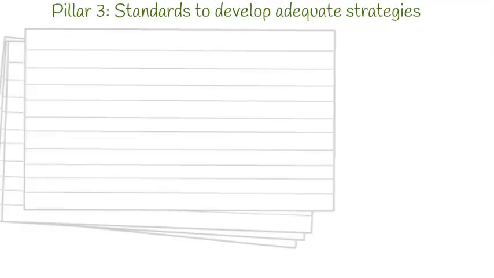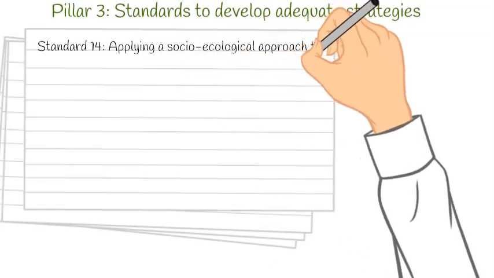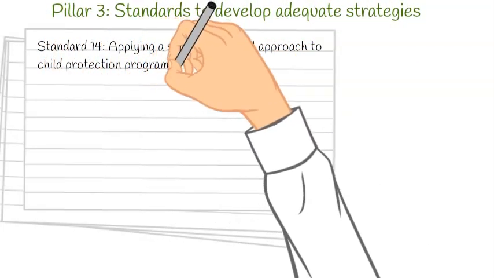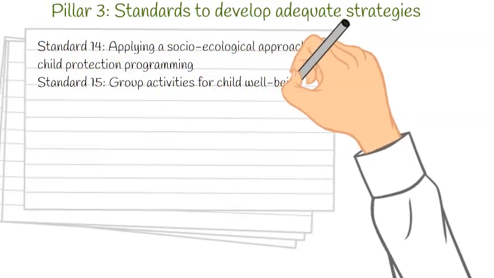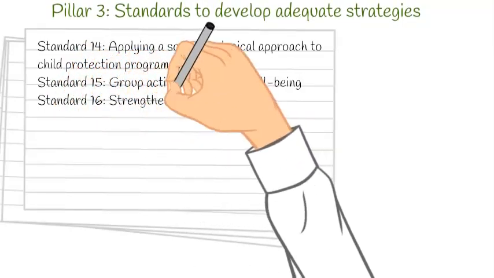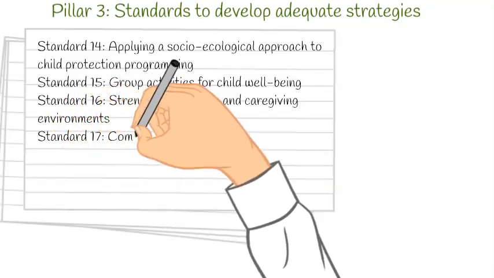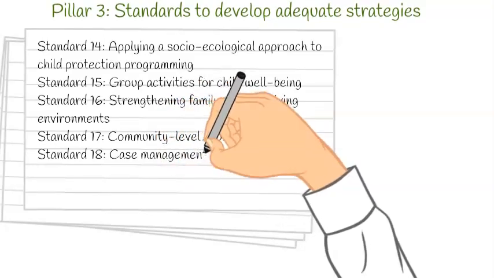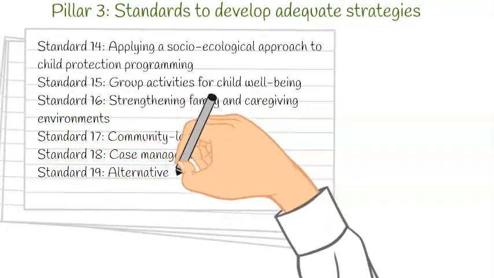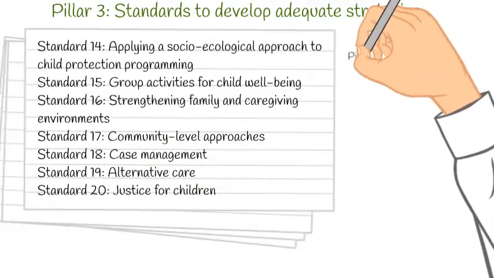Pillar 3, Standards to develop adequate strategies. Standard 14, Applying a socio-ecological approach to child protection programming. Standard 15, Group activities for child well-being. Standard 16, Strengthening family and caregiving environments. Standard 17, Community-level approaches. Standard 18, Case management. Standard 19, Alternative care. Standard 20, Justice for children.